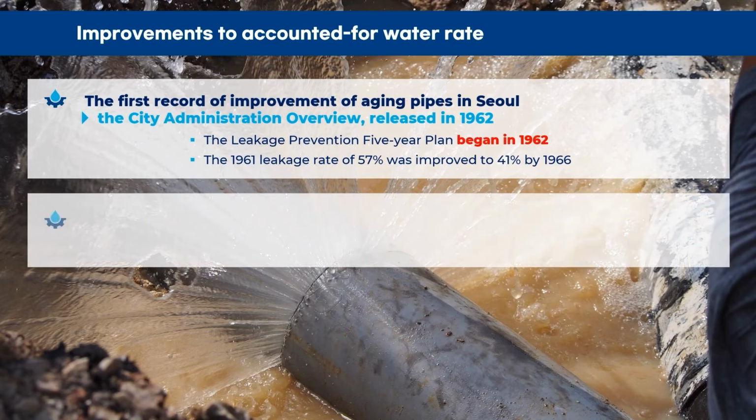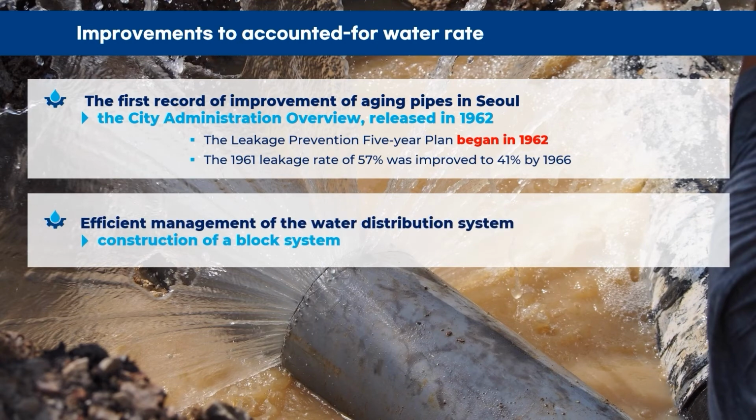In addition, in the 1990s, Busan, Daejeon and Daegu introduced the block distribution system, a pipe network organization method that can easily identify leaking points to rebuild pipe networks and improve the accounted for water rate. Based on these achievements, in 2001, the Ministry of Environment designated it as a vital project to be carried out. After this, it was introduced nationwide.